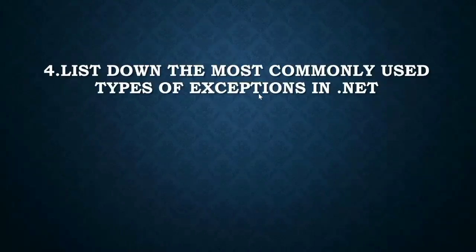My next question is, list the most commonly used types of exceptions in .NET. The commonly used types of exceptions are ArgumentException, ArithmeticException, DivideByZeroException, OverflowException, InvalidCastException, InvalidOperationException, NullReferenceException, OutOfMemoryException, and the final one, StackOverflowException. So these are the commonly used types of exceptions in .NET.